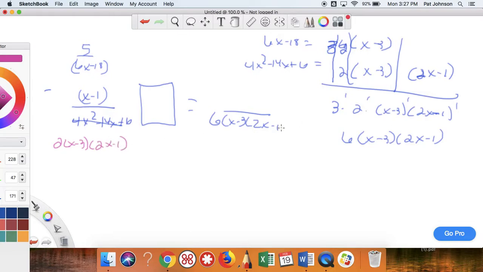Okay, so what's missing here? We have a 2x minus 1, x minus 3. We have a 2 and a 6, so I need to multiply this by 3 over 3. And then I will get this. Okay, here you can see I have the 6 and the x minus 3, so I'm really multiplying this by what? 2x minus 1.